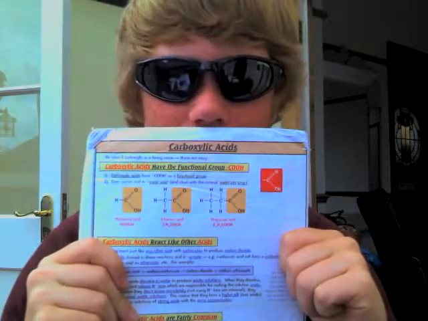Found some carboxylic acid. Carboxylic acids, C acids. Just call them C acids. They've got a functional group, COOH. That means they've got a little bit on the end with a C, then a double line and an O, and then a single line, and then an OH.